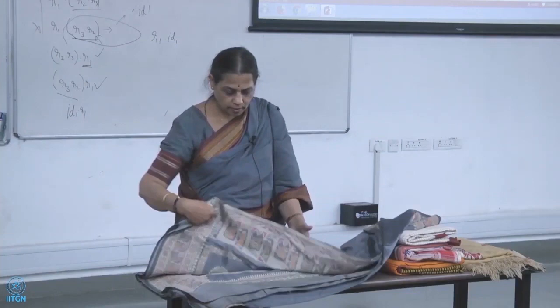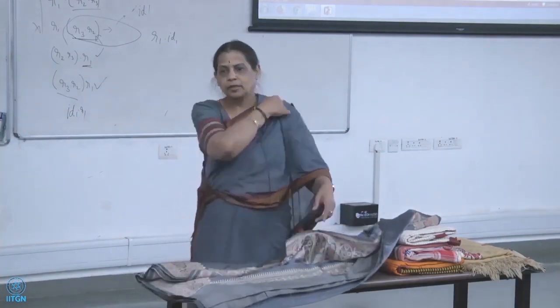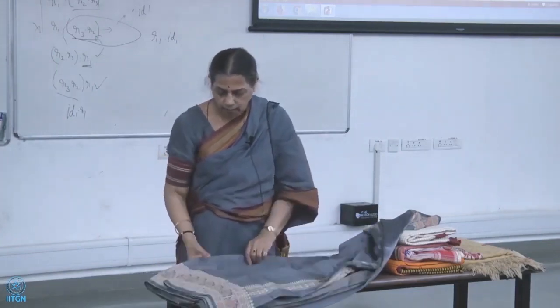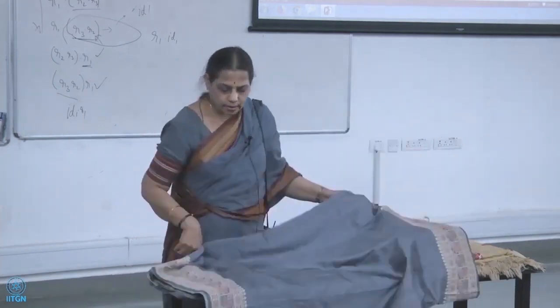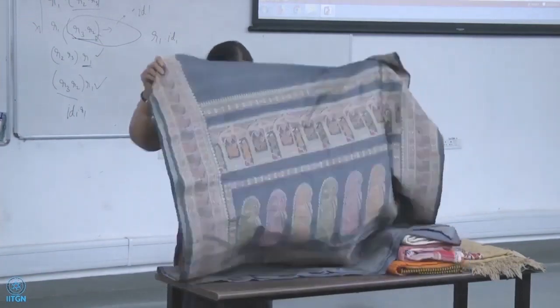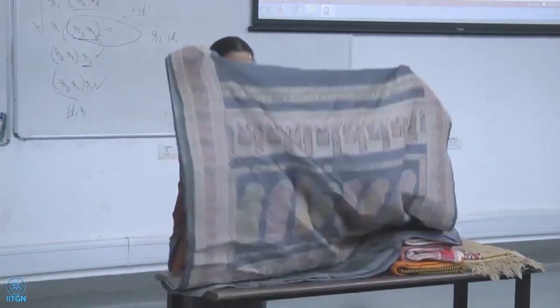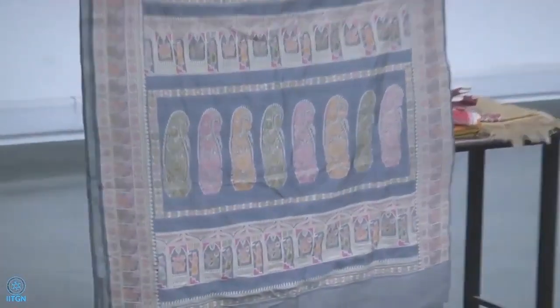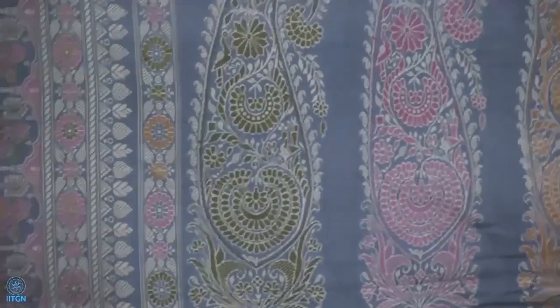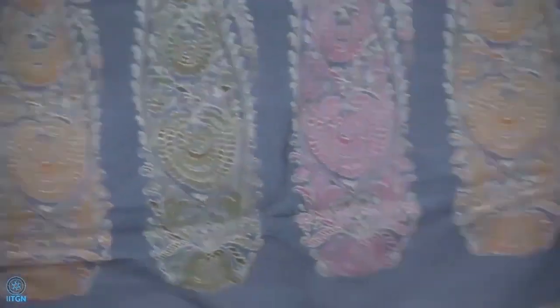We now come to one of the most complicated weaves in our country. This is Baluchari, again brocade. This is silk on silk. The body uses twisted silk, whereas the patterning here is untwisted floss silk. This was prevalent in the 18th and 19th centuries. It died out almost in the early 20th century.